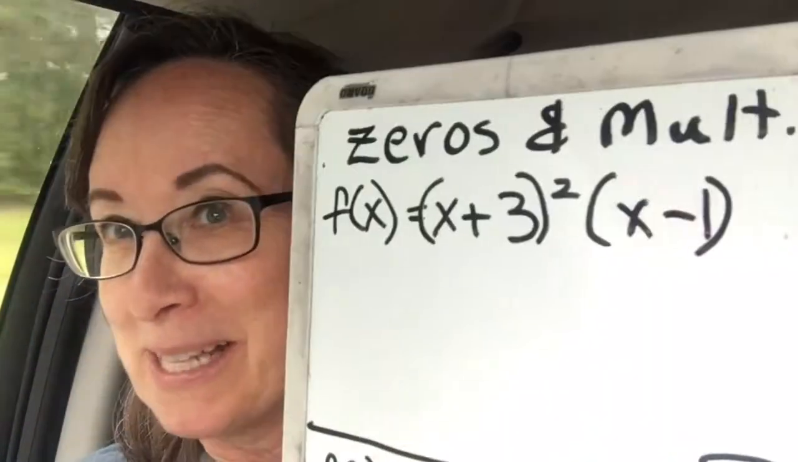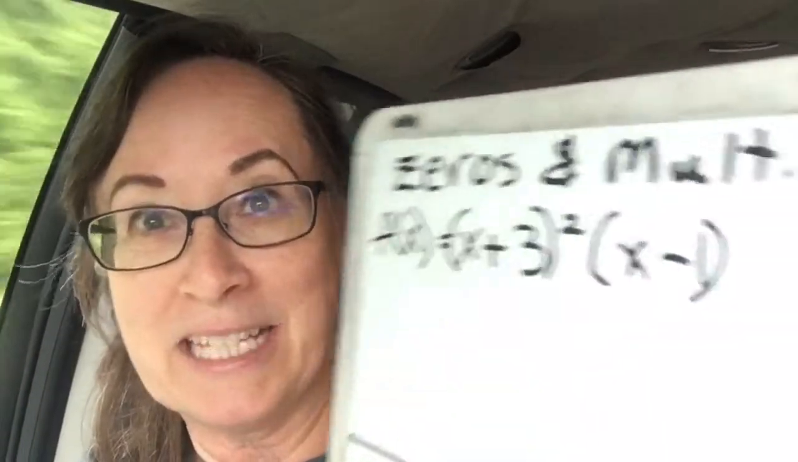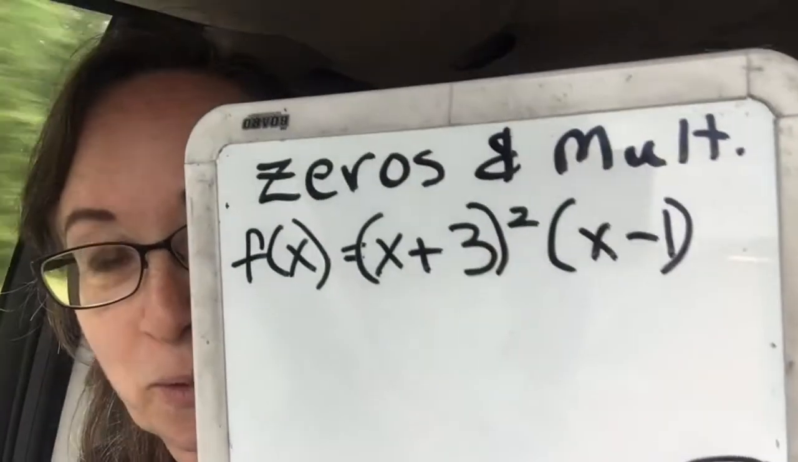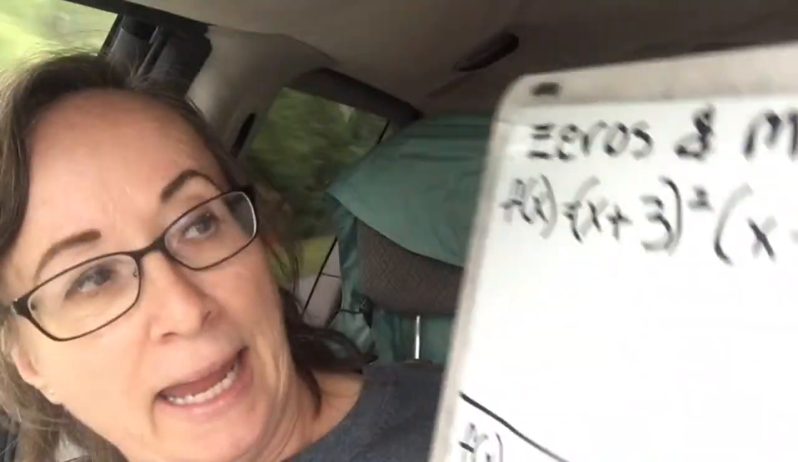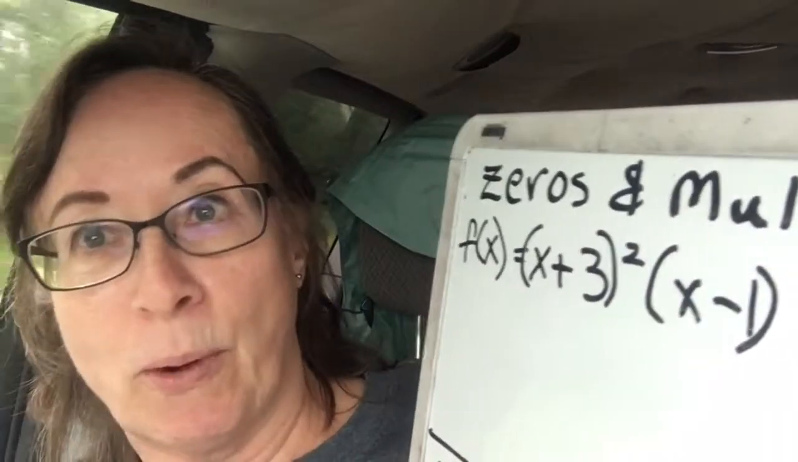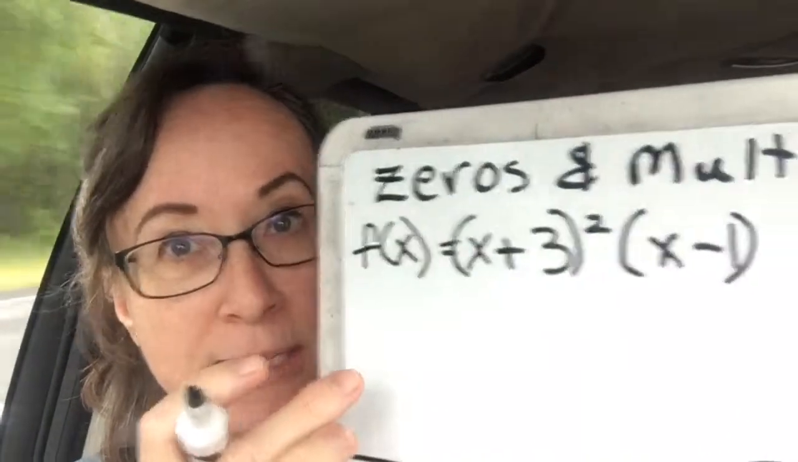So here we are. We're talking about zeros and multiplicities of these functions. And so here's the first one we're going to work on. And this one is number 27, and we're on 4.1.